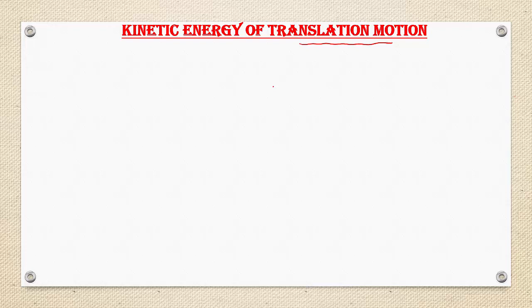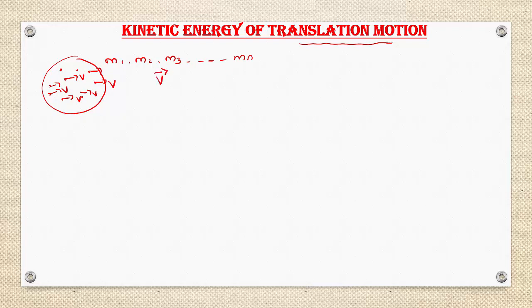But here I am going to consider a rigid body. Consider a rigid body consisting of a large number of particles, and each particle has masses m1, m2, m3, and so on up to n number of particles, we can write mn. All these particles have linear velocity. Linear velocity for translational motion is the same, so we can take it as velocity v. Each particle has the same velocity because it is a translational motion. So velocity we can take as vector v.